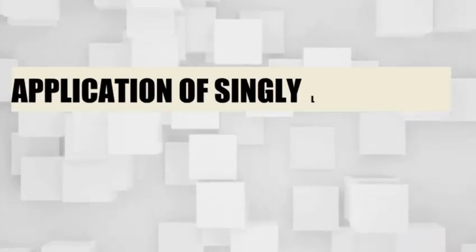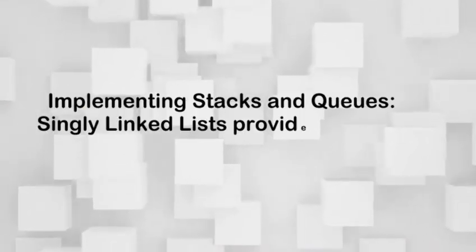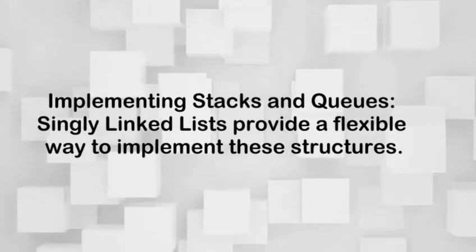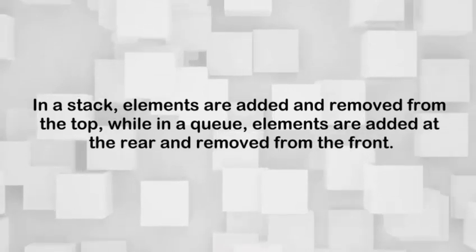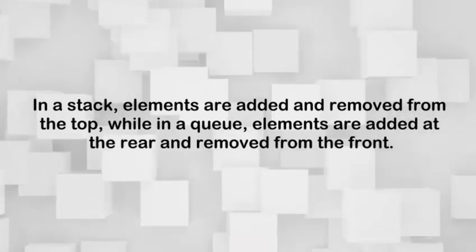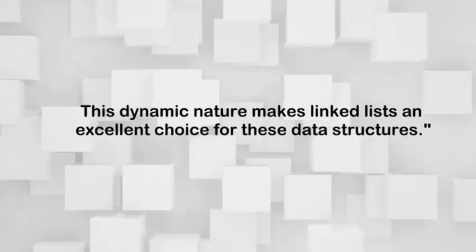Now, let's talk about where singly linked lists come in handy. Here are some common applications. Implementing stacks and queues: singly linked lists provide a flexible way to implement these structures. In a stack, elements are added and removed from the top, while in a queue, elements are added at the rear and removed from the front. This dynamic nature makes linked lists an excellent choice for these data structures.